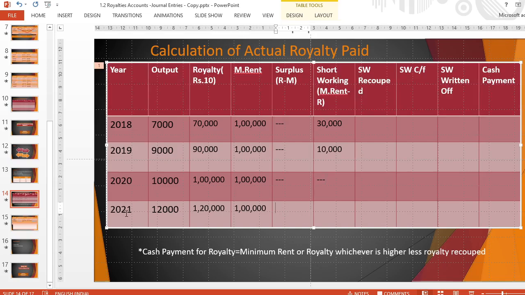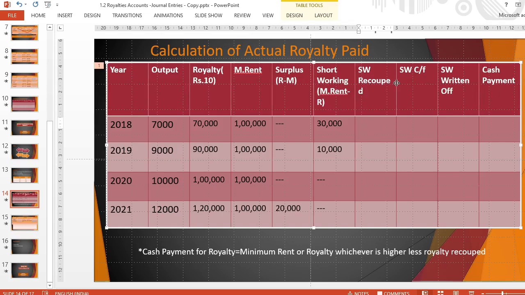And in the year 2021, so here royalty exceeds minimum rent. So royalty minus minimum rent, 1 lakh 20,000 minus 1 lakh, the surplus is 20,000 rupees. And here royalty is higher than minimum rent, so short working is 0. So let us consider the remaining columns at a time. Short working recouped, short working carry forward, written off, and cash payment.